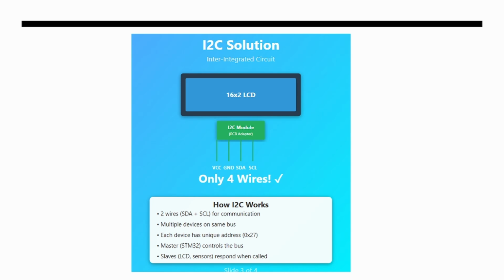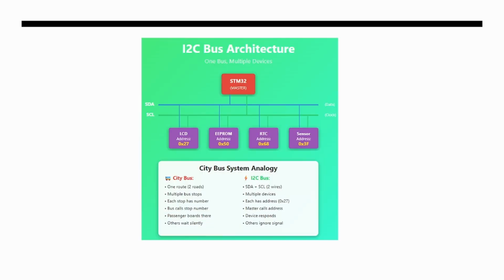Now one device will be the master. In this demo our STM32 is the master controller, and the LCD or any other sensor will be a slave. So in this demo again the LCD will be the slave device, right? Now to understand I2C in a very simple way, you can consider this architecture: one bus, multiple devices. So you can see the I2C bus architecture, right?